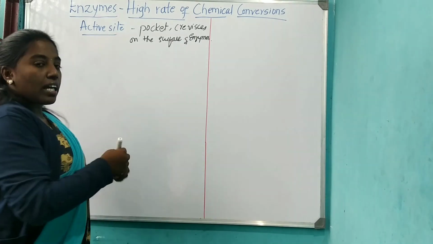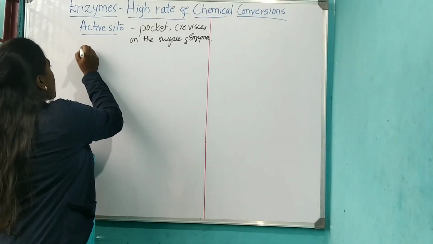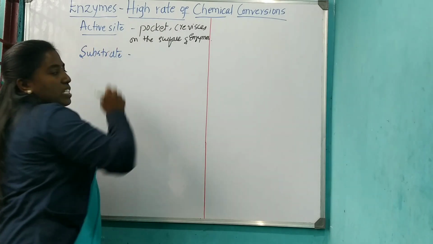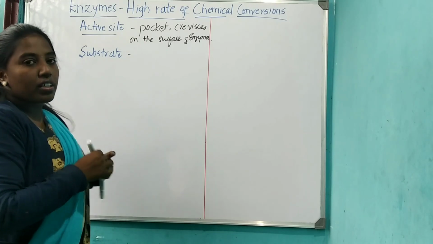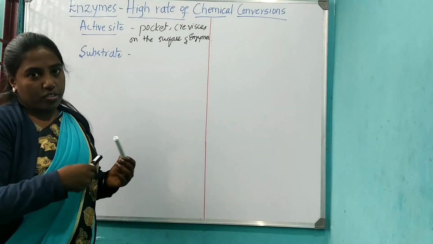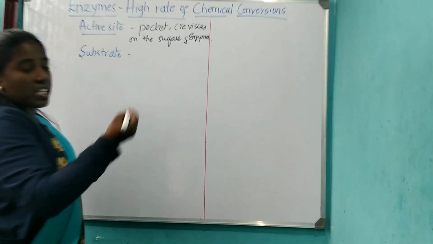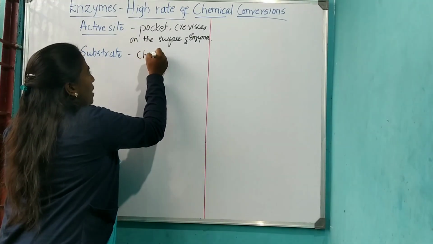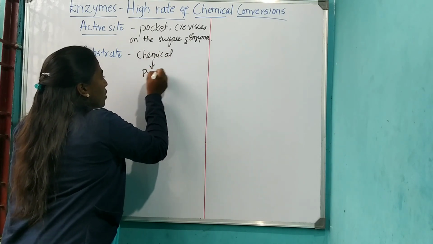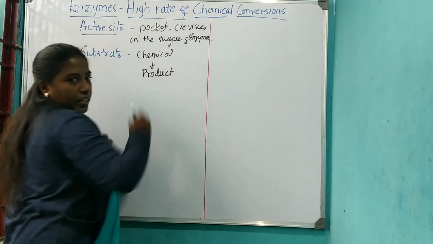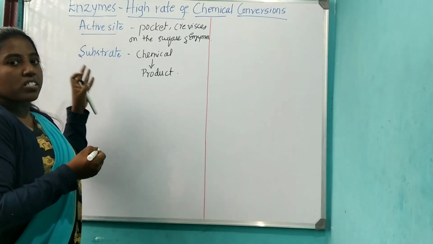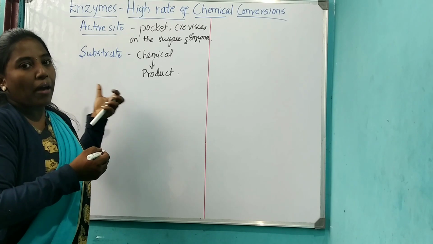The next is the substrate. What is a substrate? A substrate is a chemical which gets converted into a product. Otherwise, you can even define a substrate as a chemical on which the enzyme acts.